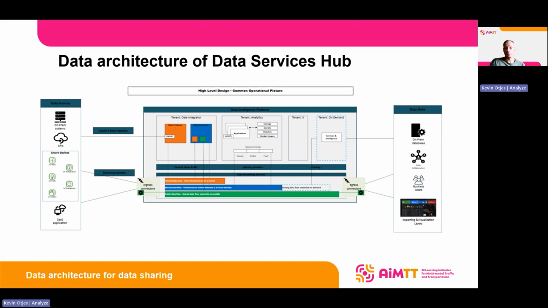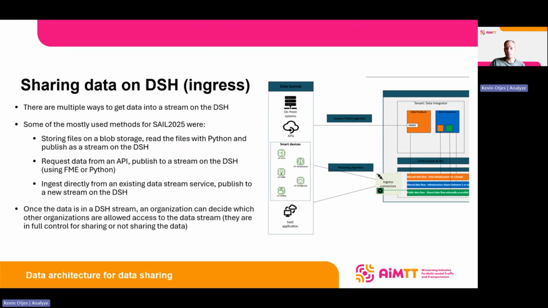When we're looking at the hub, the platform itself, there were multiple ways to get data on the platform, then to process it, and then to use that data for other purposes. And we will cover each of these topics separately during the next slides. Getting data on the platform, the ingress connectors, there were multiple possibilities.